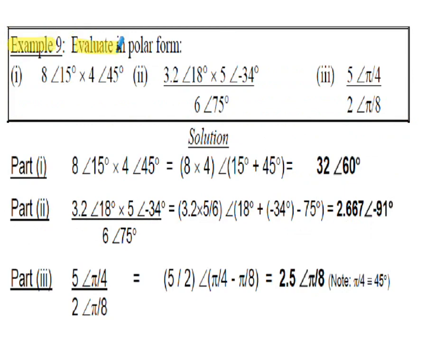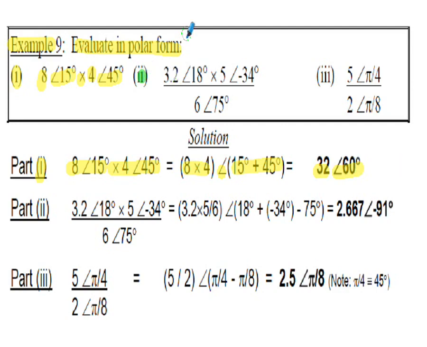Example 9. We're asked to evaluate the following three questions using polar form. Question 1. 8 argument 15 degrees to be multiplied by 4 argument 45 degrees. So for the solution of part 1, we simply multiply the moduli together, so that's 8 multiplied by 4, and we add the arguments together, so that's 15 degrees plus 45 degrees. So the solution is 32 argument 60 degrees, so a modulus of 32 and the angle 60 degrees.